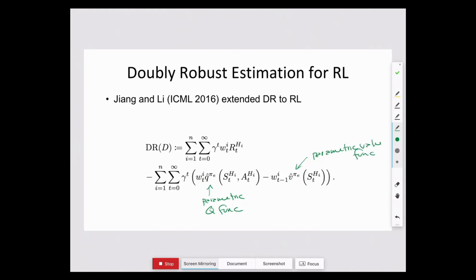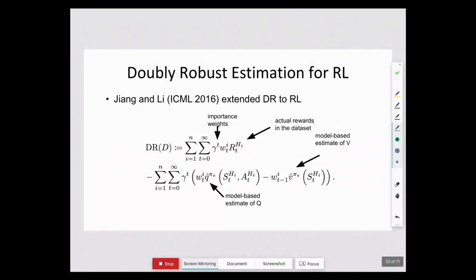Here I've used slightly different notation. I'm using pi e instead of pi, so this was equal to pi before. And then this is just showing which trajectory we're in, h_i. And these are the real rewards. And these are the importance weights. And so this is what that looks like in this case.